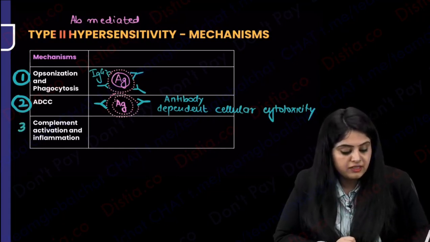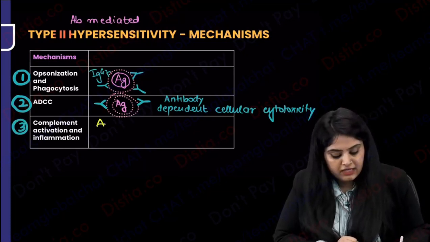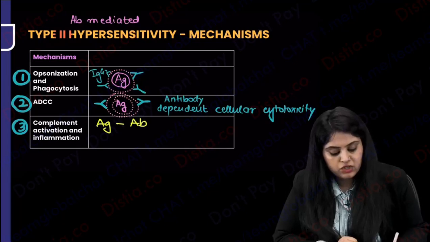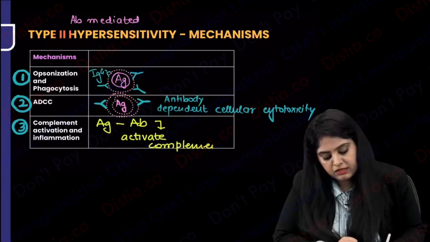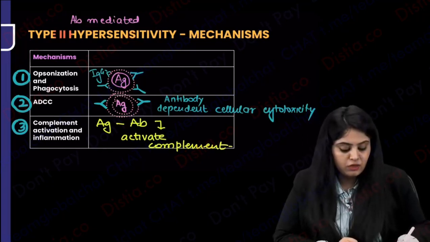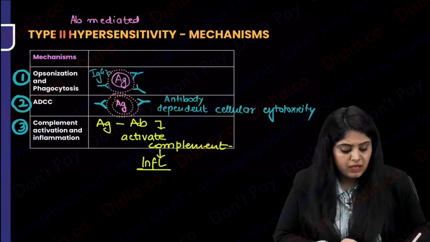What is the third mechanism? Now, everyone on this planet knows that whenever an antigen and antibody reaction occurs, it is going to activate the complement system. And complement system activated means the immune system is activated, there is going to be inflammation. So that becomes your third mechanism.